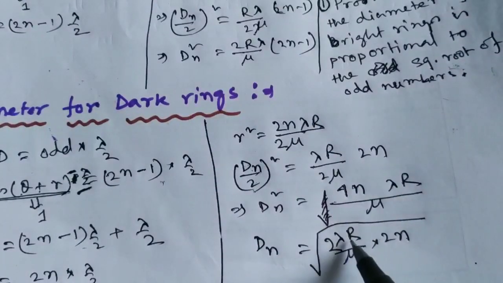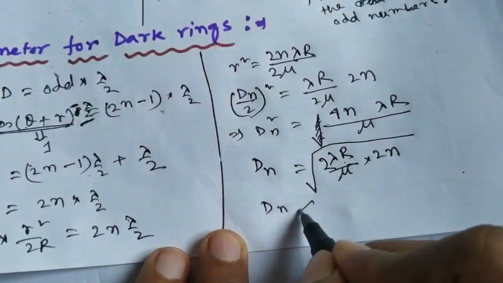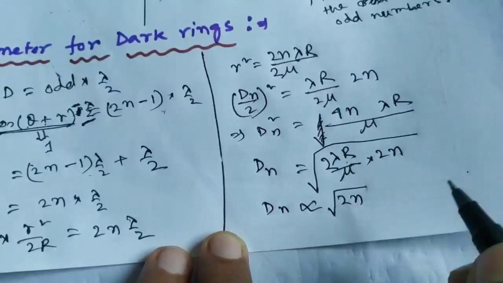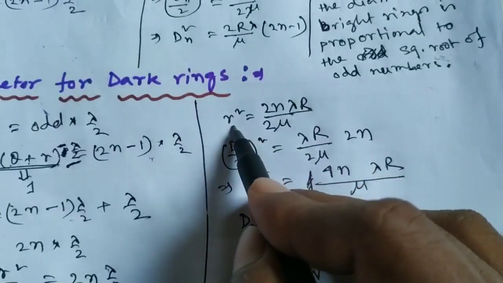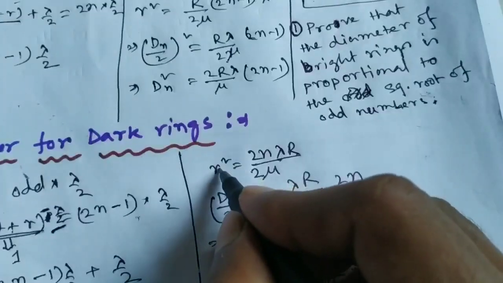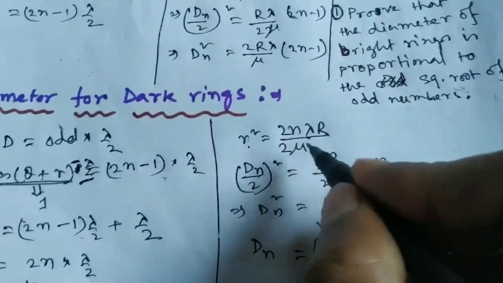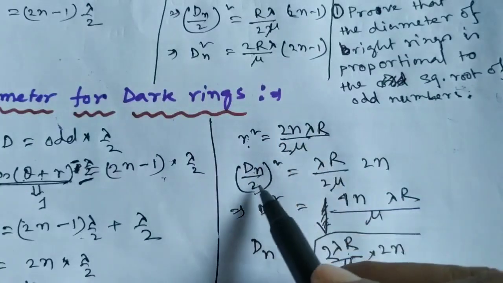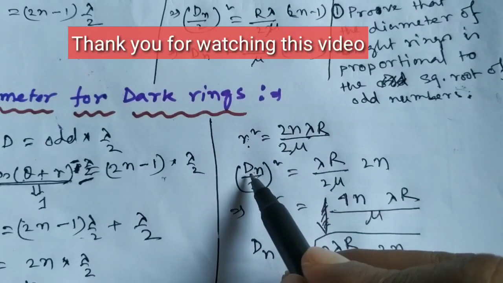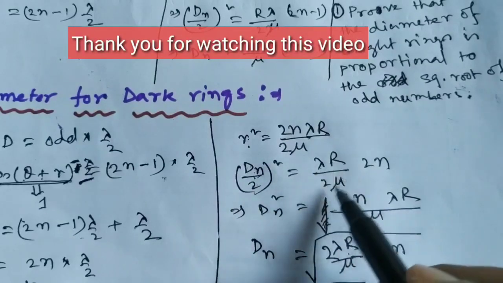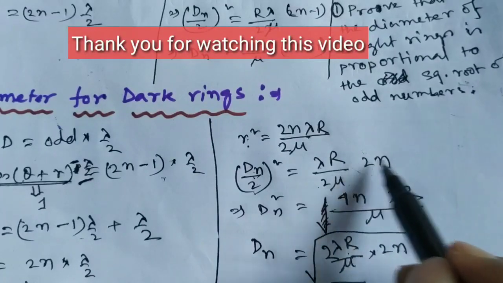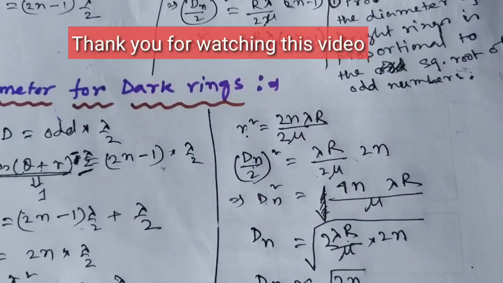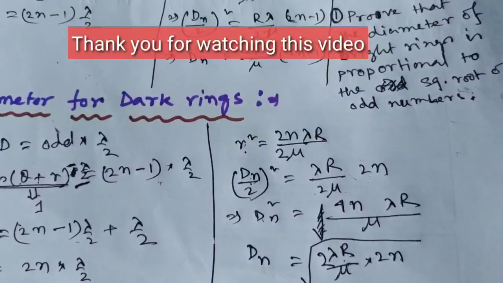Now R is constant, lambda is constant, mu is constant, so dn varies as root over 2n, which is an even number. So rn is the radius of the nth dark ring, and dn is the diameter of the dark rings, with lambda R by 2 mu, and 2n means an even number, so dn varies as root over 2n. So these are the important questions.